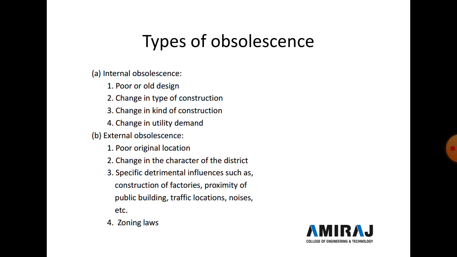Internal is divided into another four parts. First is poor and old design, second is a change in type of construction, third one is a change in kind of construction, and fourth one is a change in utility demand. And external obsolescence is divided into another four parts. First one is poor original location, second is a change in characteristic of a district, and third one is a specific detrimental influence, such as construction of factories, proximity of a public building, traffic locations, noise, etc. And the last one is the zoning laws.